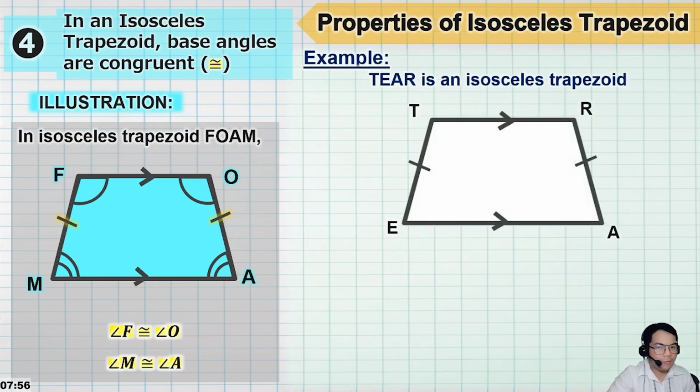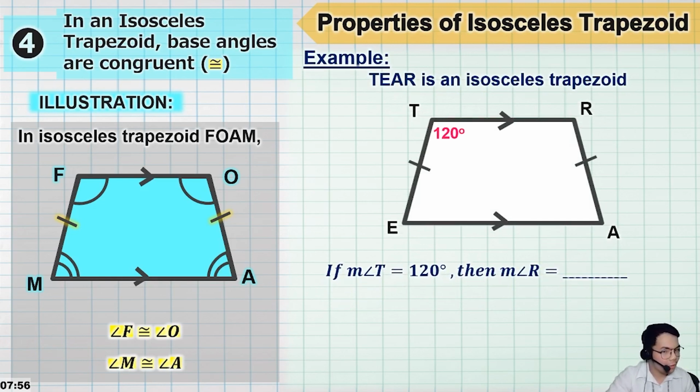Now, as we may have this given example, given that we have here isosceles trapezoid TEAR, let's identify the following. If the measurement of angle T is going to be equal to 120 degrees, then class, what do you think is the measurement of angle R? Using this property, angle T and angle R are considered as the upper base and they are congruent. Therefore, very good class, the measurement of angle R is also equal to 120 degrees.